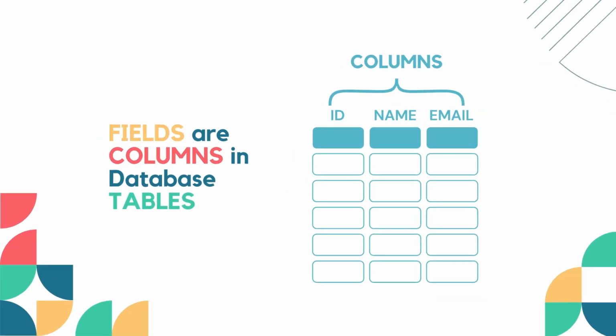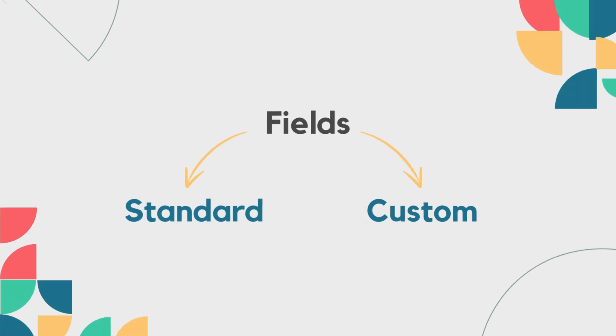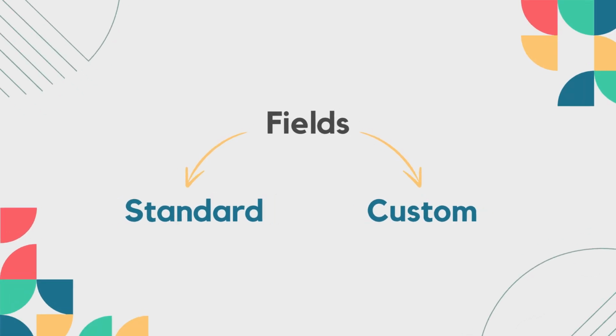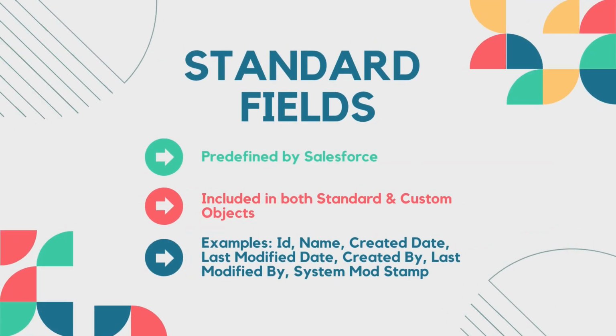Think of fields as columns in a database table. They store specific pieces of information relevant to the object, like a contact's email address or an account's name. In Salesforce, fields can be broadly categorized into standard fields and custom fields. Let's start by understanding the standard fields.